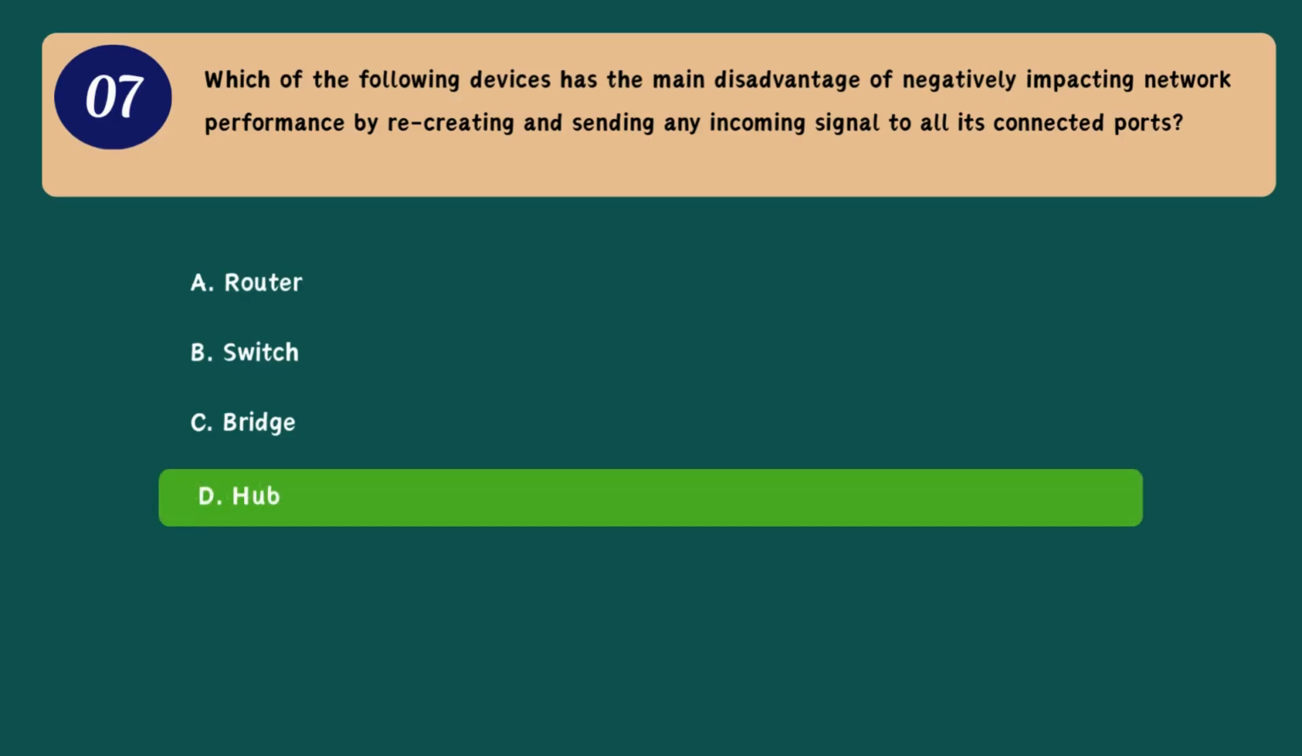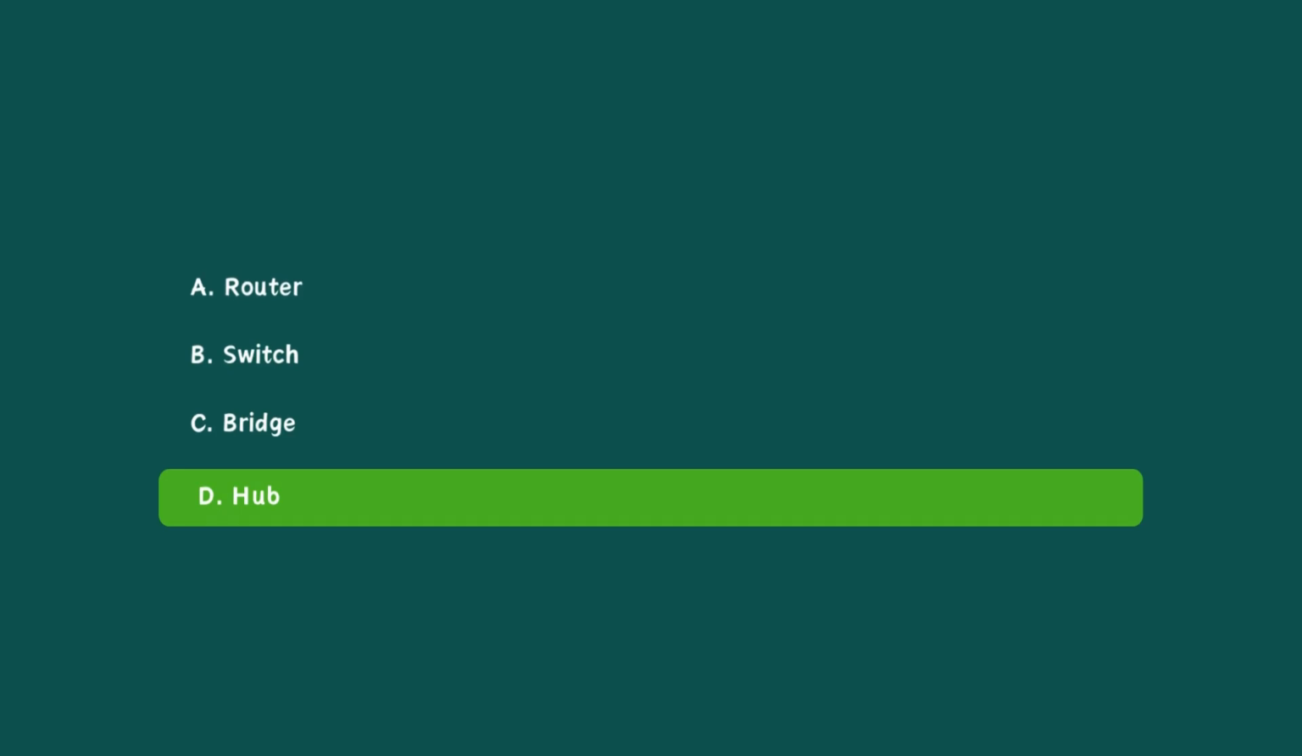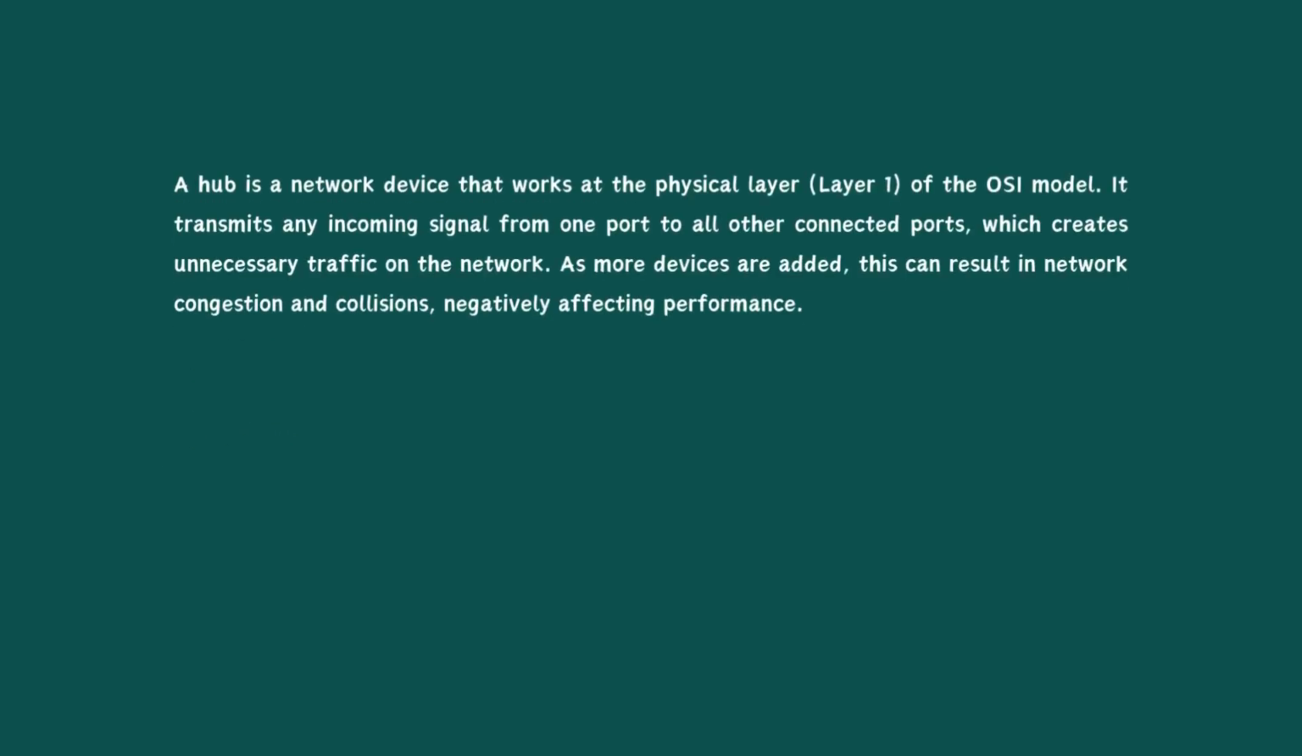Correct answer: D. Hub. A hub is a network device that works at the physical layer, layer 1, of the OSI model. It transmits any incoming signal from one port to all other connected ports, which creates unnecessary traffic on the network. As more devices are added, this can result in network congestion and collisions, negatively affecting performance.